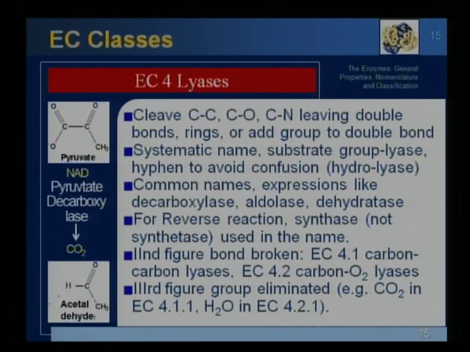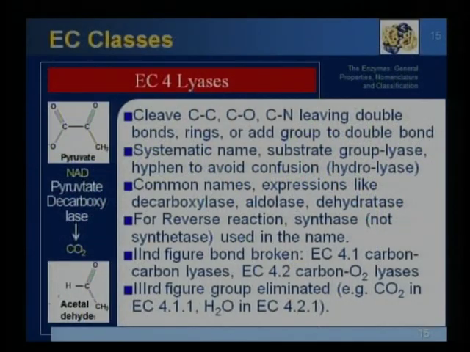In many instances where reactions are reversible, the enzyme could be carrying out lyase activity or maybe a kind of synthetic activity if the reaction is proceeding in the reverse direction. So, in that case, synthase is used, but not synthetase, because synthetase is to be used in case of joining two different molecules using the energy of ATP. So, that makes the important distinction between the two terms, synthase and synthetase.